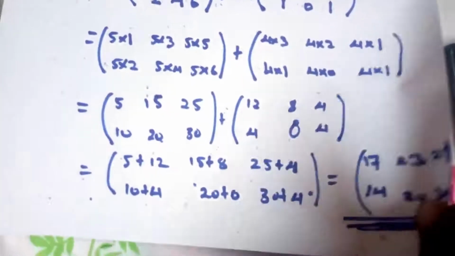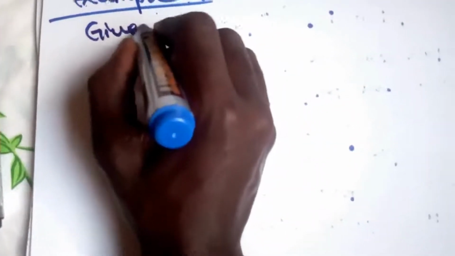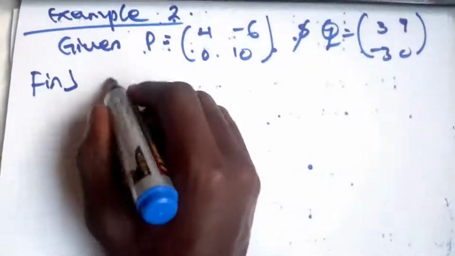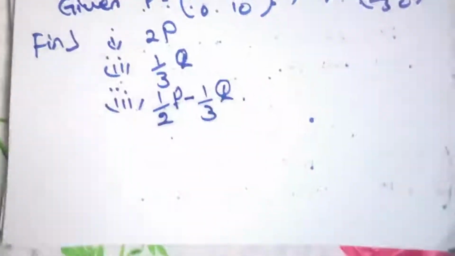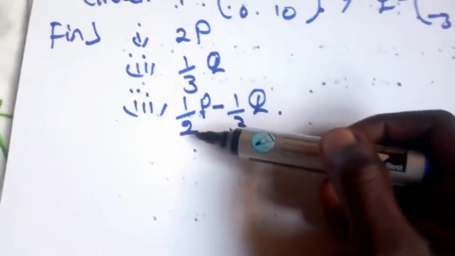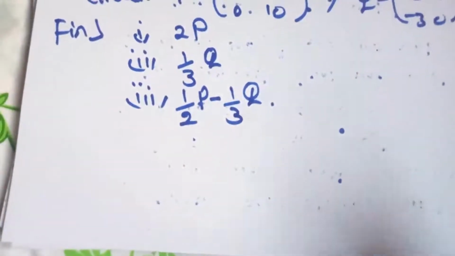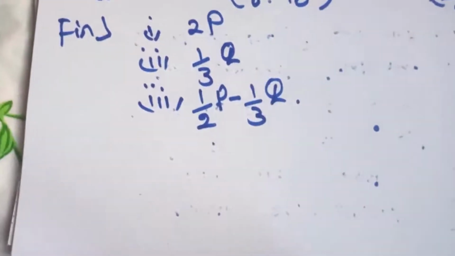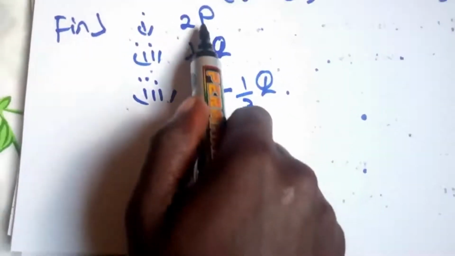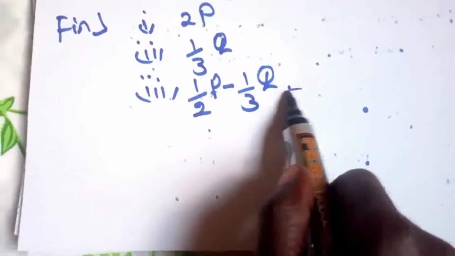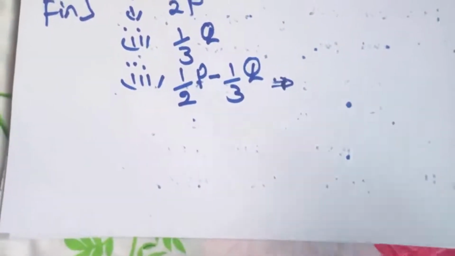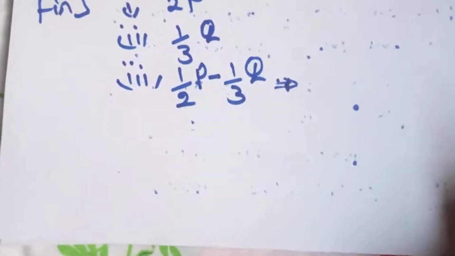Let's have another example. Given P, find Roman 1, 2P, Roman 2. I'm going to do for you Roman 1 and Roman 2. Then please try out Roman 3. If you have any challenges, come to the comment section and I'll be able to help you out. Don't worry, I'll provide the answer that you are supposed to get for Roman 3. If you get any challenges, please come to the comments and we talk about that.